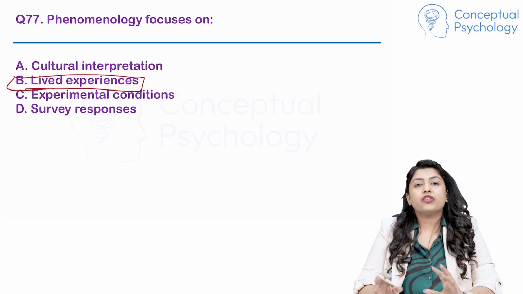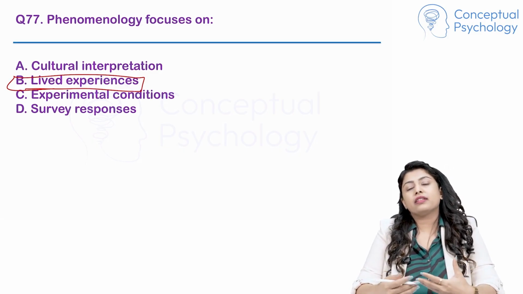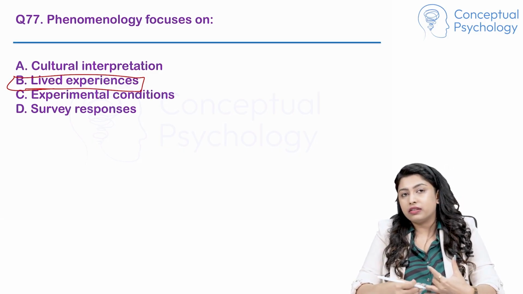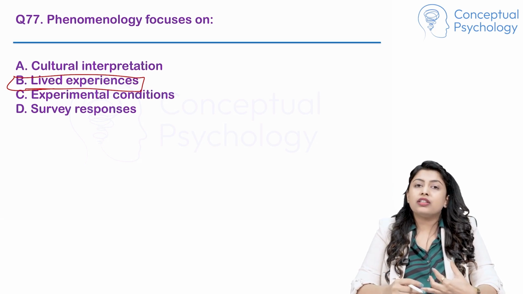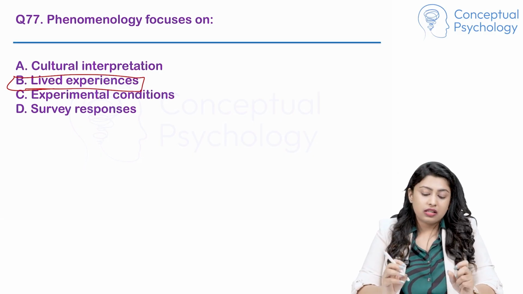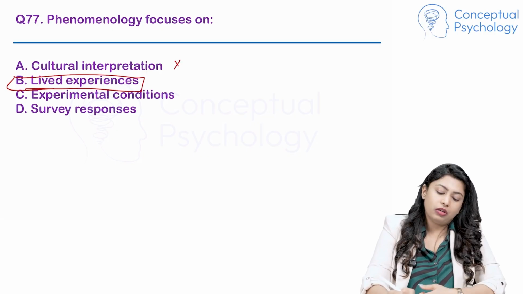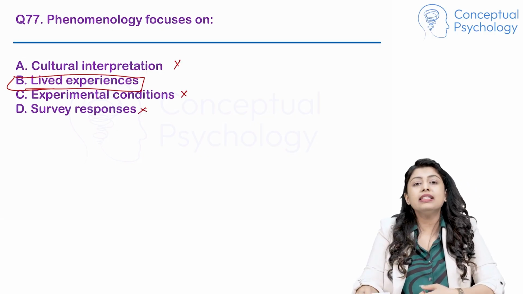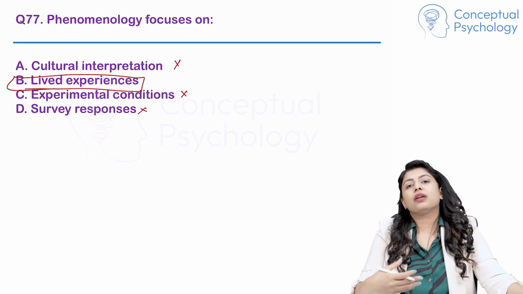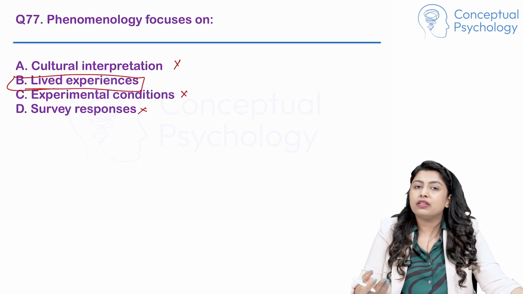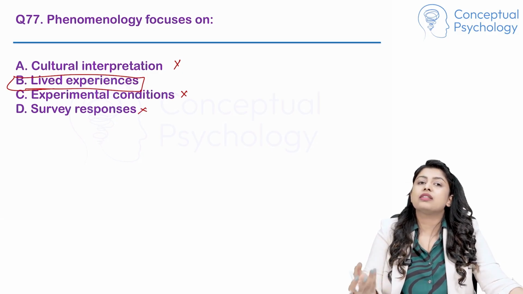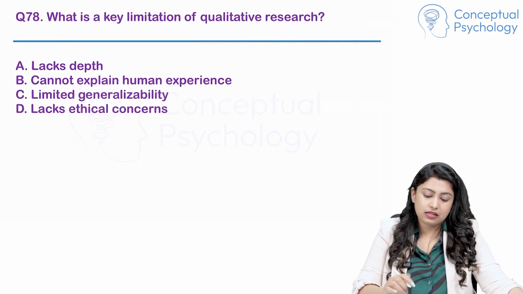Okay. The cultural interpretation is more of a characteristic of an ethnographic research. The experimental conditions is quantitative experimental research. Survey responses, more characteristics of survey research methodology. Hence, phenomenology seeks to understand the sense of lived experiences and the meanings individuals assign to these experiences.